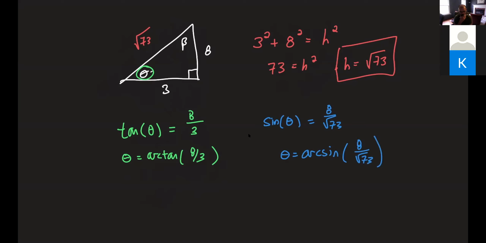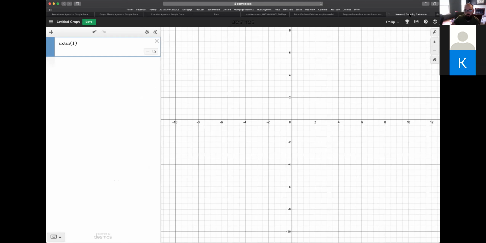Looking at these, on the surface, they look different. So is theta equal to this, or is theta equal to this? Let's go to Desmos and turn these into decimal approximations and see what happens. Hopefully, we can cross our fingers and say these are going to be the same. We'll find out.